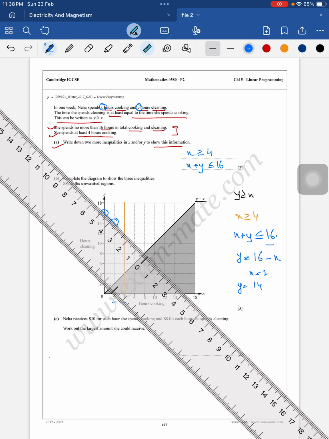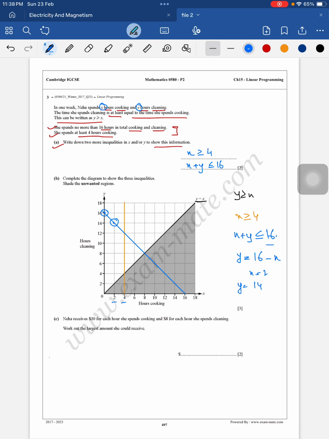I hope that's clear. So this is exactly the equation, this line. Okay, now plotting the unwanted regions. Unwanted region in the first one is shown to me. Second one is x is greater than or equal to 4. So greater than or equal to 4 is lying over here. I will be plotting the unwanted, that is less than or equal to 4.